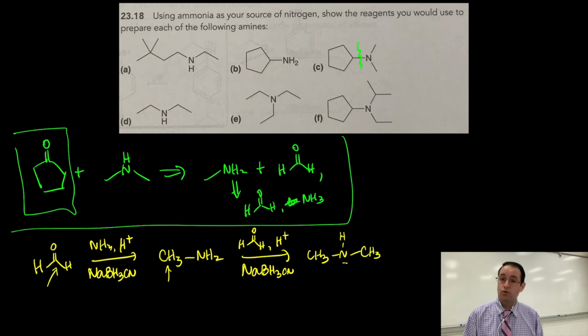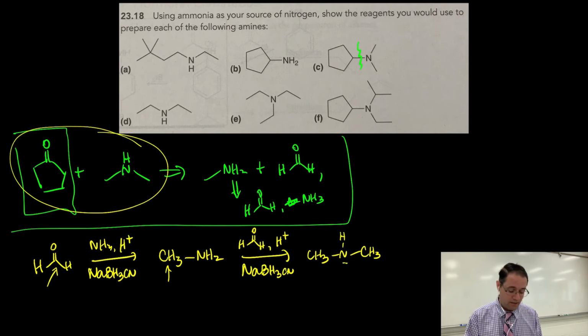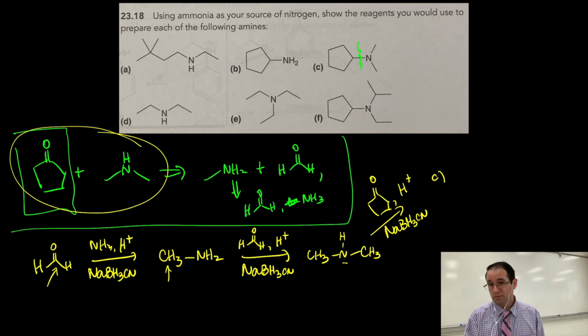Okay, so great, we have dimethylamine, and now we can do this last complicated reaction. We can add cyclopentanone to this, H+ catalyst, NaBH3CN, okay? And that's going to give me the molecule there in part C. Okay, so far so good. That's how you do these problems, okay? Let's do part D now.